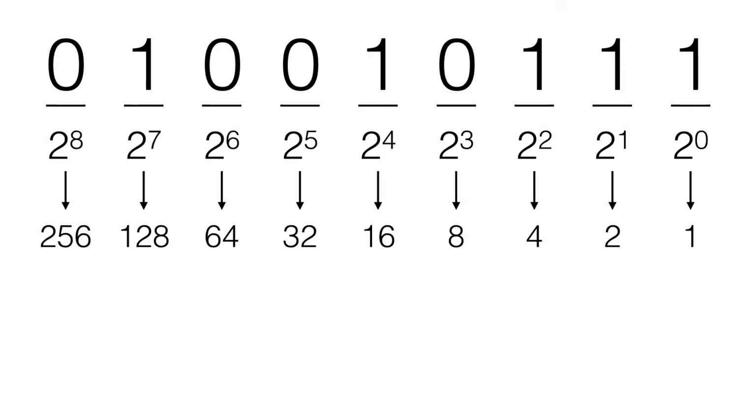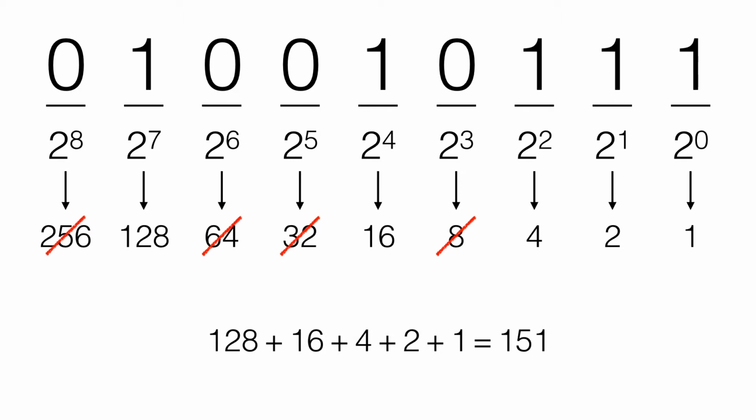In the given binary number, you can see that there are 9 place values to consider, 5 of which have a 1, meaning that their place value contributes to the overall number, and 4 of which have a 0, meaning that that place value does not contribute to the overall number. We determine the decimal representation of the binary number by summing up all the values that contribute towards the overall number. By adding 128, 16, 4, 2, and 1, we see that the binary number 0100101111 can be represented as 151 in the decimal number system.